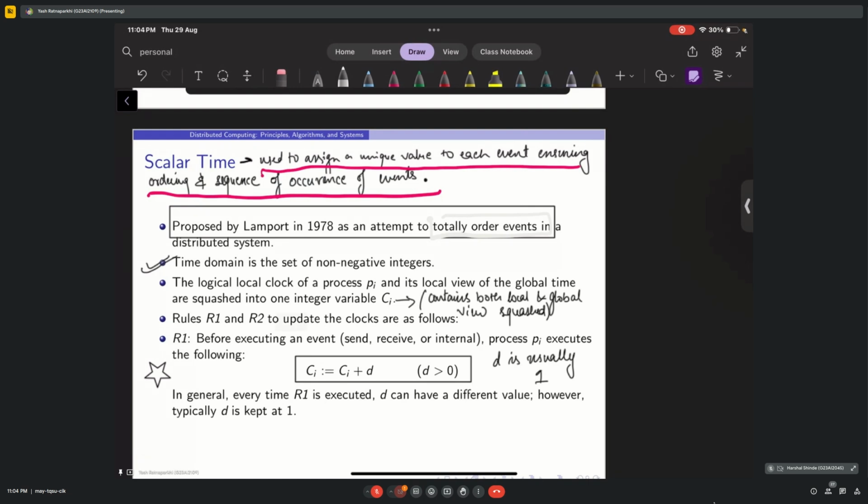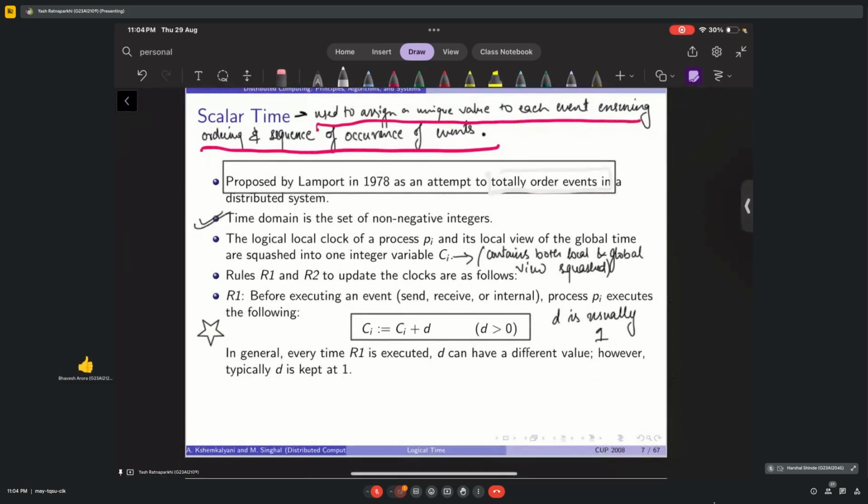Okay, let's move ahead. So the time domain is a set of non-negative integers. Obviously, time cannot be negative. Time cannot be zero; it will start from one. Now, an important thing to highlight: the local logical clock of a process pi and its local view of global time are squashed into a single integer variable ci. So in scalar timing, the local time and the global time are squashed together to make one integer value out of it. This is how scalar timing works.